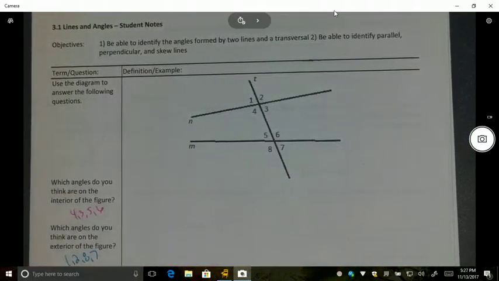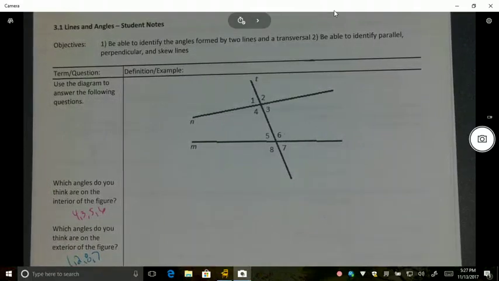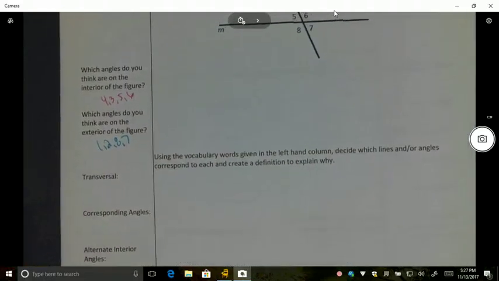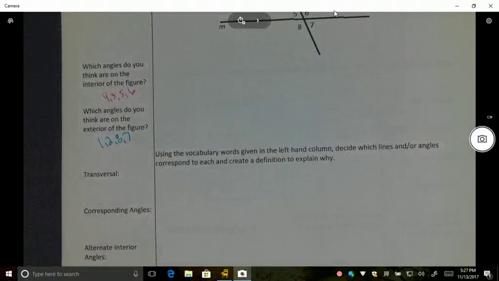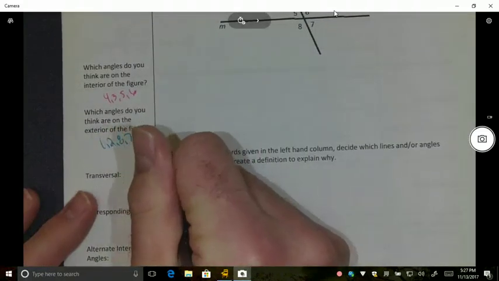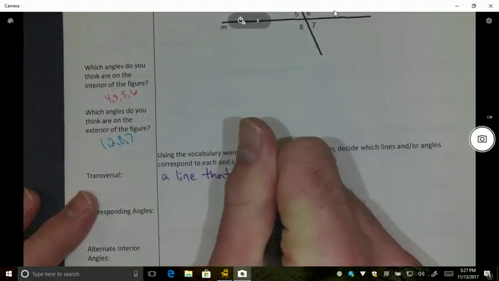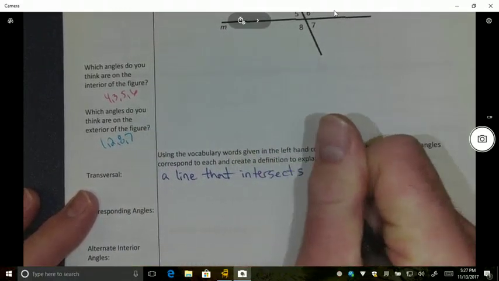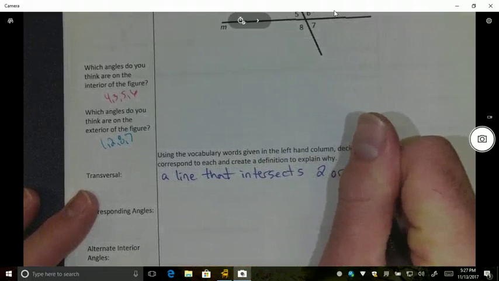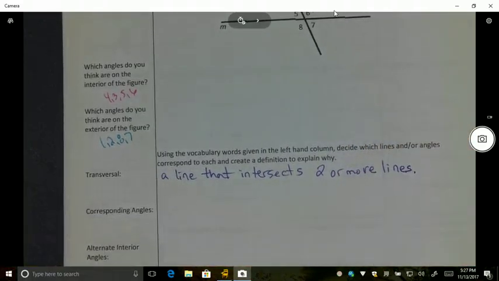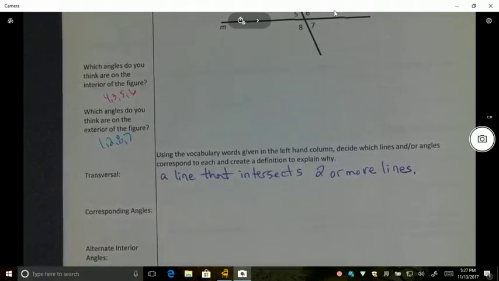Using the vocabulary words given in the left-hand column, decide which lines and or angles correspond to each to create a definition and why. Transversal. A transversal is a line that intersects two or more lines. It doesn't have to bisect them, doesn't have to do any of that in terms of segment, it just has to intersect two or more lines.